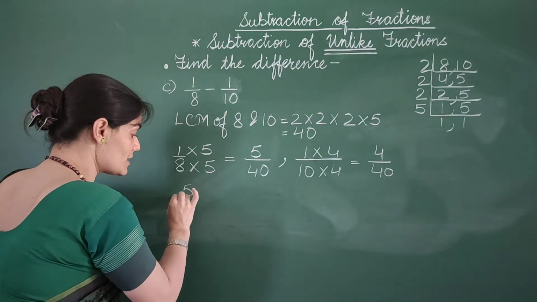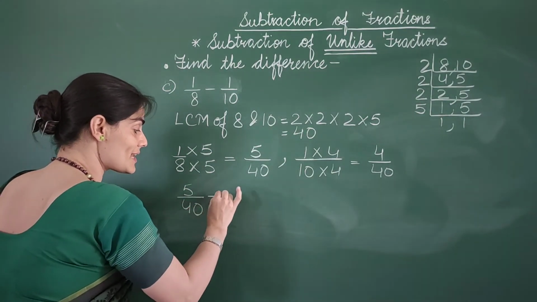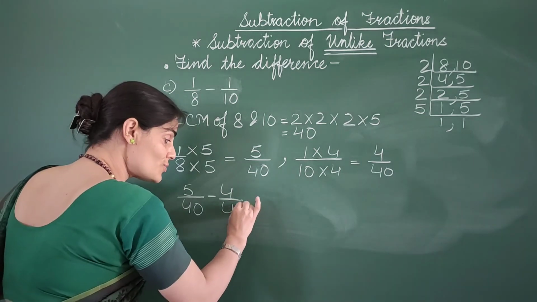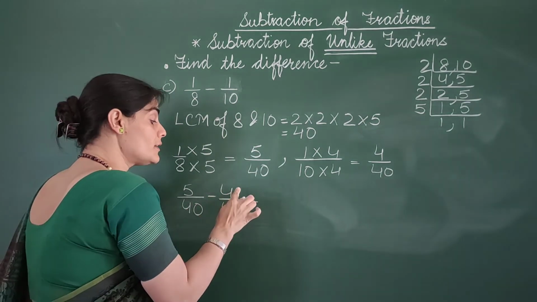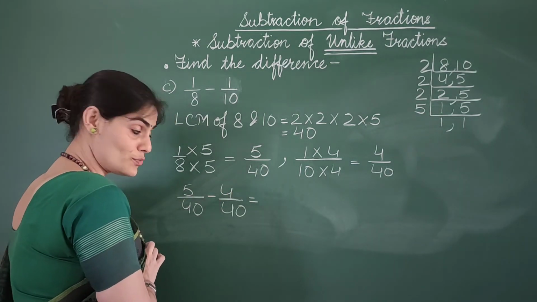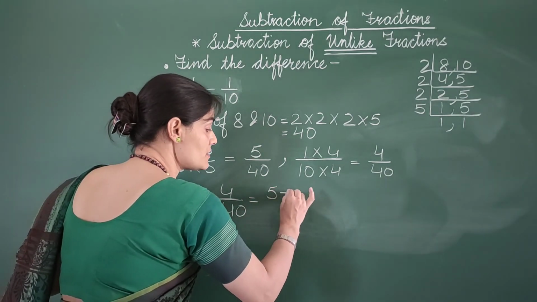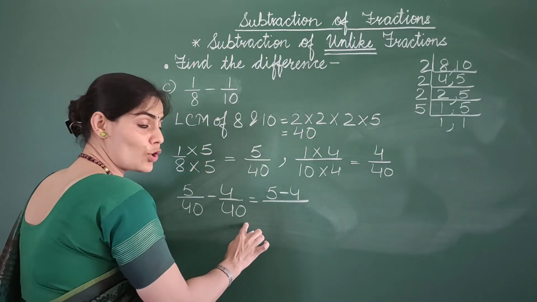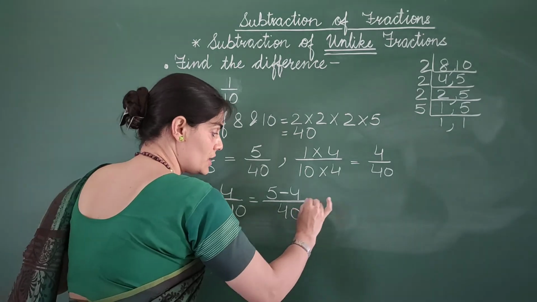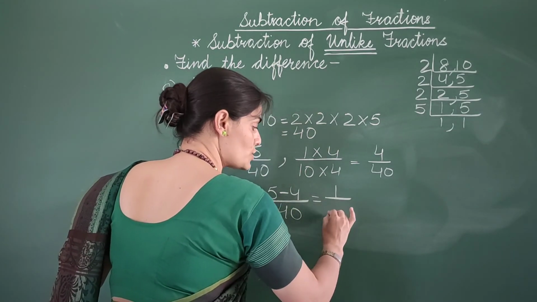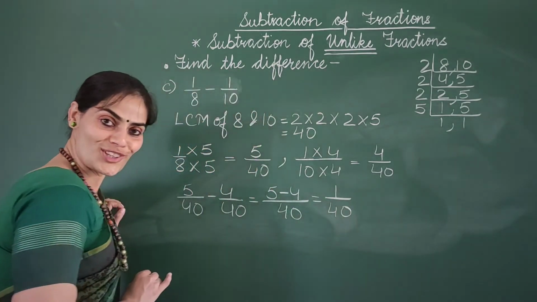Now we find the difference between these like fractions. What do we do, children? We simply find the difference between the numerators. So 5 minus 4 upon the common denominator 40. So 5 minus 4 is equal to 1 upon 40.